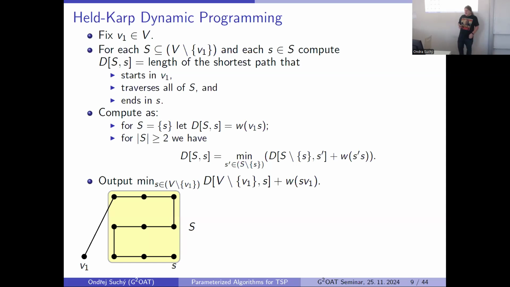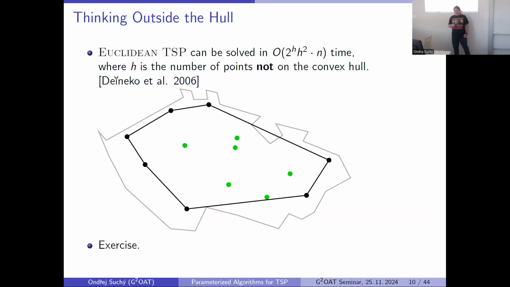And if you have more than one vertex, then you basically try to guess what was the previous vertex on the path. Before you came to S, you must have ended up in some previous vertex, and the subset was exactly everything except for the last vertex, and you take the minimum over all the previous vertices. And finally, you output the minimum over all cases where you visited all the vertices, this was the last one, and you connected it with the first vertex, which was fixed. So this is Held-Karp dynamic programming. I hope you understood it well, because here comes the first exercise.